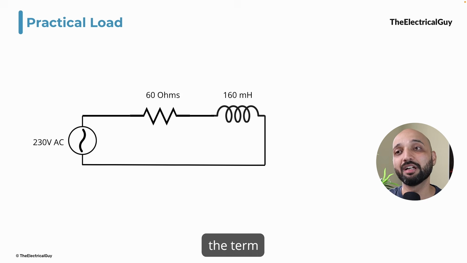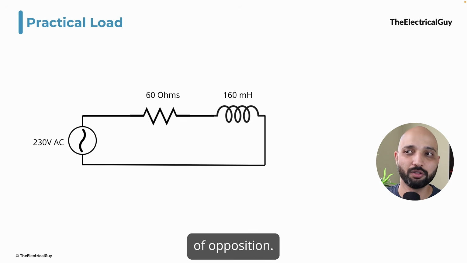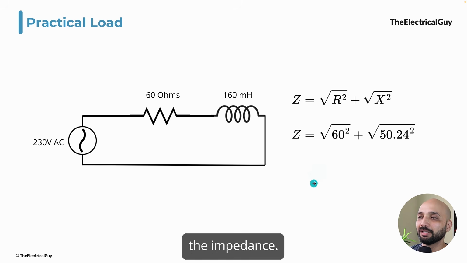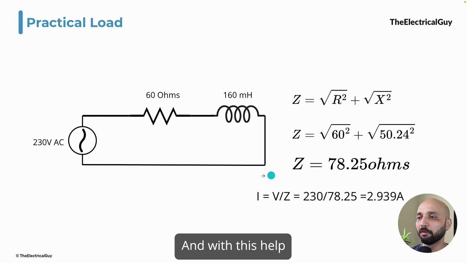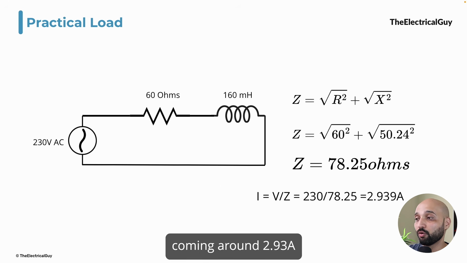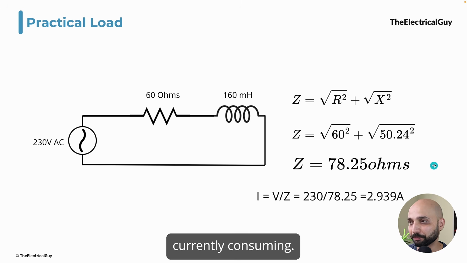Now, impedance is the term used in AC circuit, which tells that it's the combination of all sort of opposition. We have resistance, we have inductance. So we'll take that, we'll calculate the impedance, and so the total impedance is 78.25 ohms in this circuit. And with the help of impedance, we can calculate the current, and that is coming around 2.93 ampere or 2.94 amperes. Clear? So that is the current our factory is currently consuming.